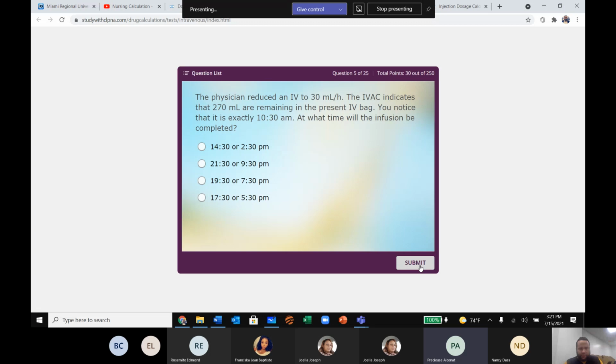Thank you. You're welcome. Okay, let's do this one. The physician ordered the IV to run at 30 ml per hour, and the IV bag has 270 ml remaining. You notice that it's exactly 10:30 a.m. At what time will the infusion be completed?